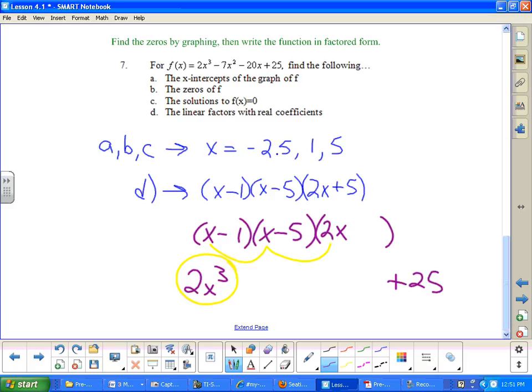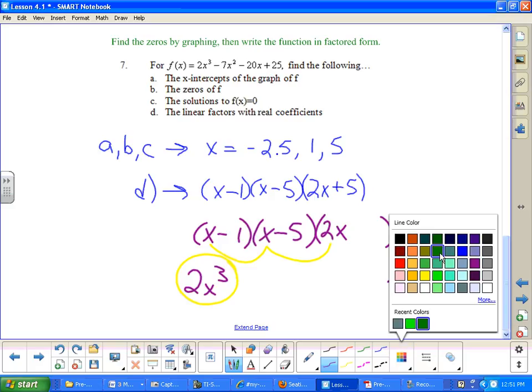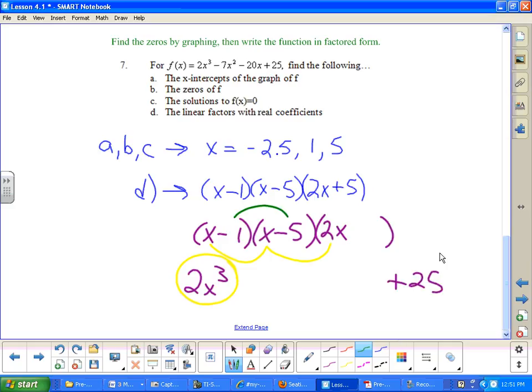And then these 3 multiplied together equal the constant. So then -1 times -5 is positive 5 times positive 5 equals 25. So when I know the ones that are whole numbers, that really helps me. Any of them that are fractions or decimals, I can get by using that method there.